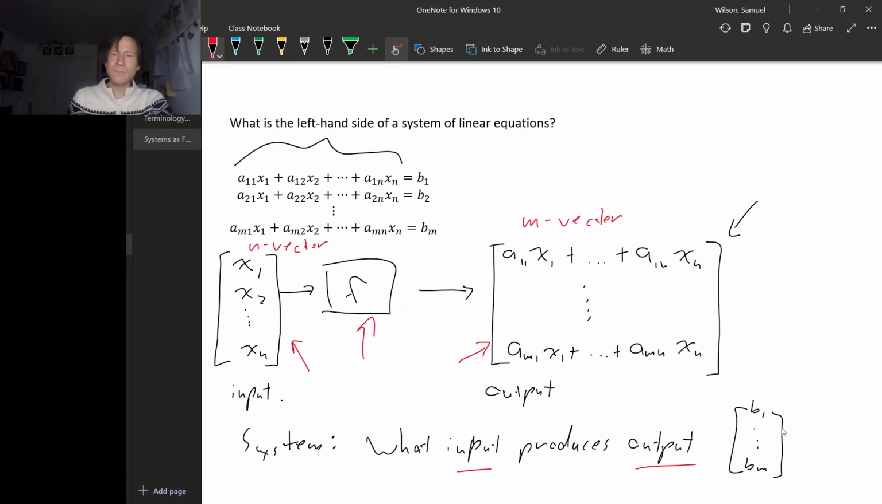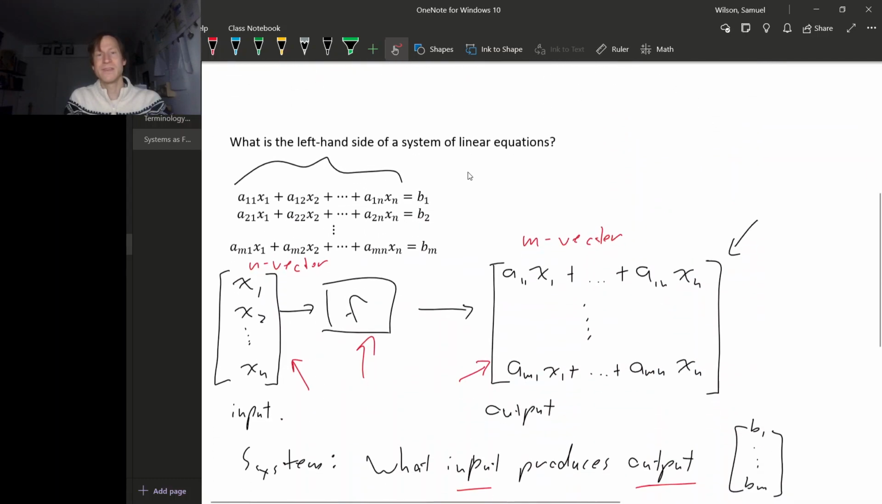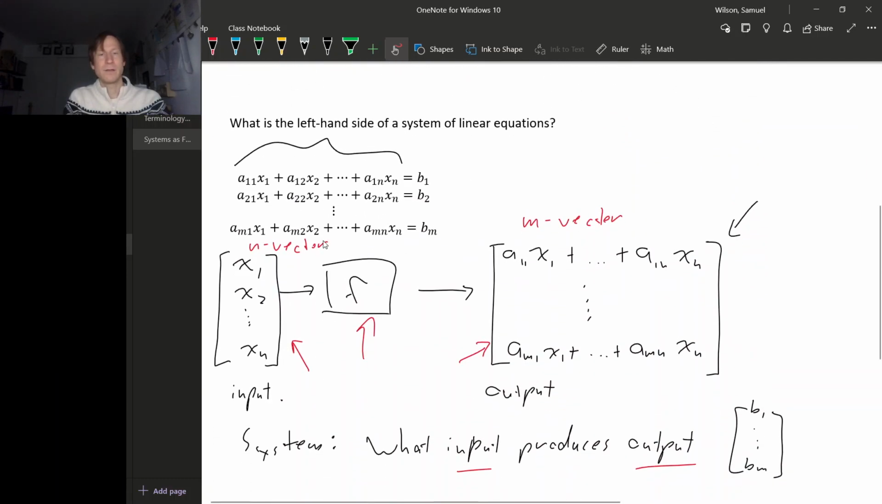Thinking of systems of linear equations this way will let us do the same thing with these sort of vector functions as we did with single variable functions before. It will let us combine them in various ways. And that's what we're going to look at next. What are the various ways that we can combine these kinds of functions?